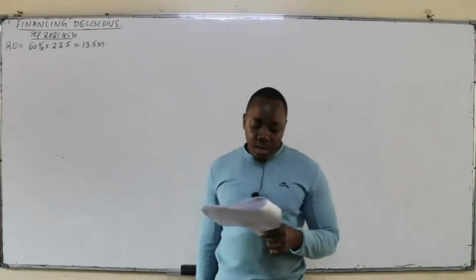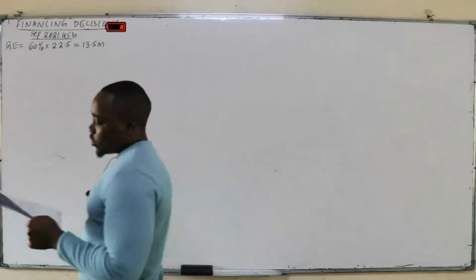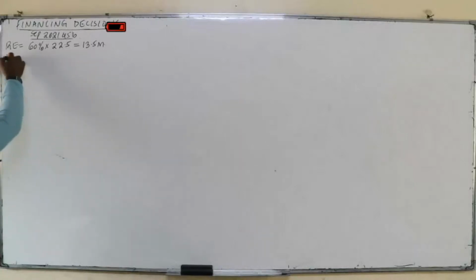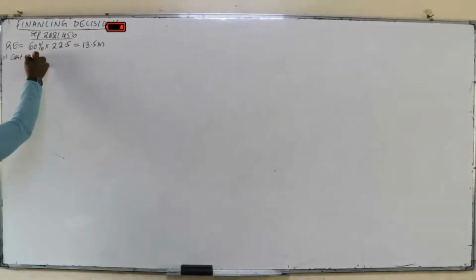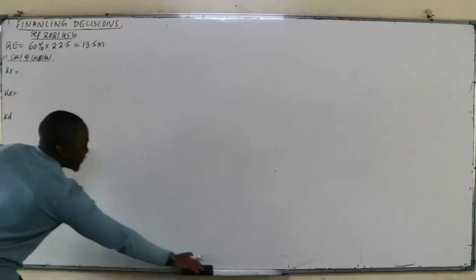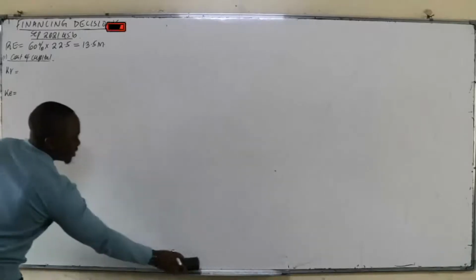Required: one, the cost of capital for each source of finance available to Biashara Limited. The cost of capital for each source of finance. So we start with the equity. For equity, there are two: the cost of retained earnings and the cost of ordinary shares. Then you also need to compute the cost of the preference share. We also need to get the cost of the debt.